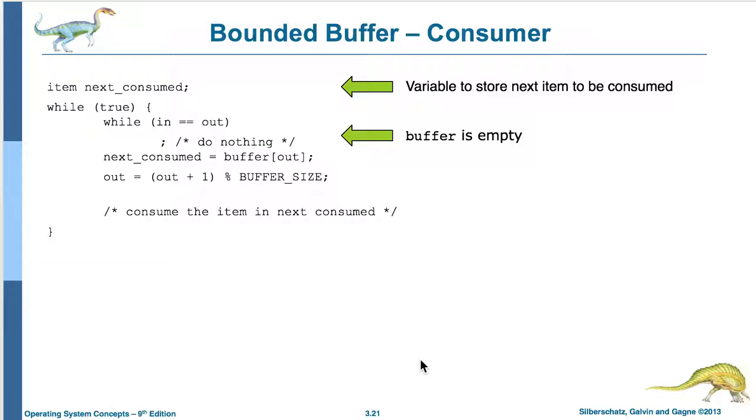And then of course I keep polling, keep checking, and then finally, oh, okay, wait, I have a situation where I have something to be consumed. So I go next consumed is equal to buffer out, and then what I do is I increment the first full position by 1. So out is equal to out plus 1 mod buffer size.